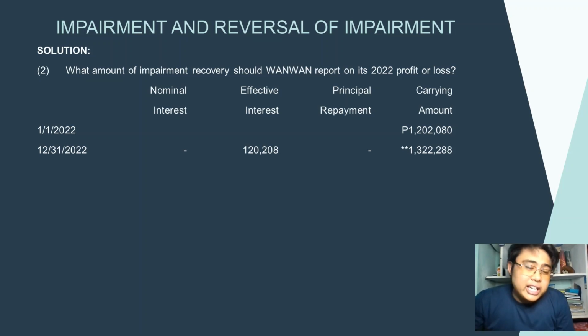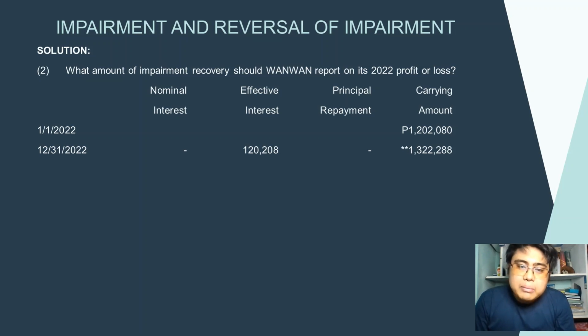Next, so katulad kanina, 'di ba, anong ginamit natin amounts para ma-compute ang impairment loss? Ang ginamit natin, number 1 would be your carrying amount and then your recoverable amount. Ngayong 2022, sa pag-compute ng impairment recovery or gain on reversal, ganun pa rin. May carrying amount na tayo, ang kailangan na lang natin ay recoverable amount. Ang recoverable amount natin is again based on your future cash flows discounted by using your original effective rate. Ang original effective rate natin is 10%.